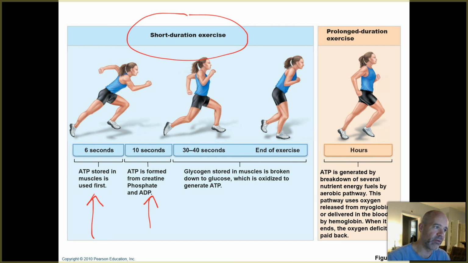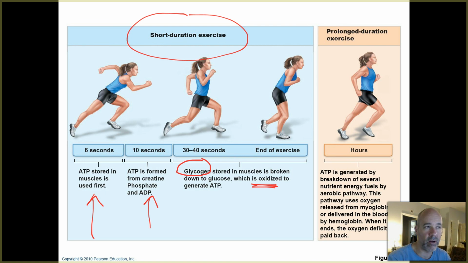And then for about the next 30 to 40 seconds, you're going to use the glycogen you have stored in your skeletal muscles, break it down to glucose, and then that glucose is going to be oxidized. Here is another term essentially for catabolizing or breaking down the glucose, and you're going to generate your ATP that way. That's what would happen if you were just running for a short period of time.